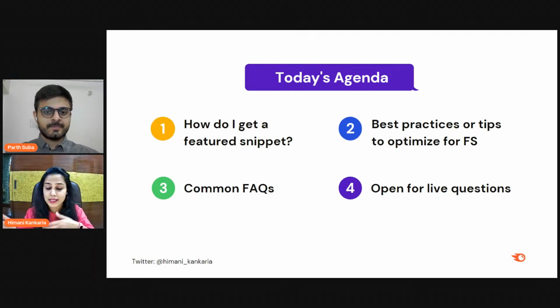Next are the best practices that I follow to optimize for featured snippets, a few of the common FAQs, and then we will be open for your questions.